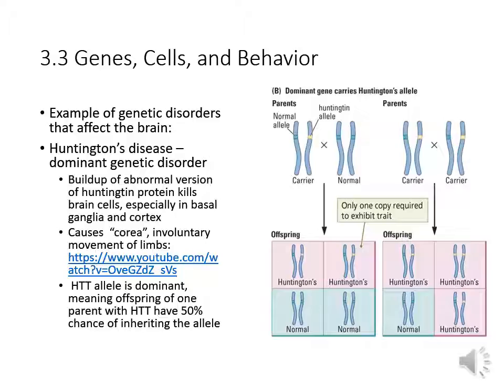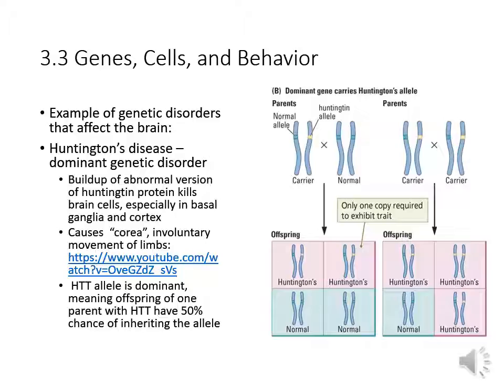Huntington's disease: one thing you can observe that's kind of marked is this chorea, which means dancing, and it's an involuntary movement of the limbs. You can look at this YouTube video of an individual who has Huntington's chorea.